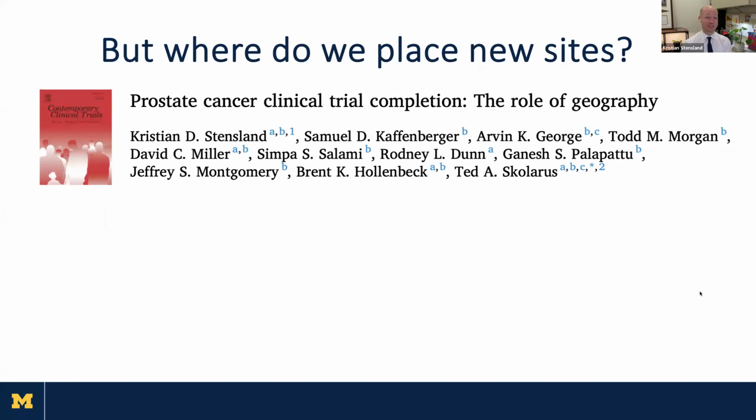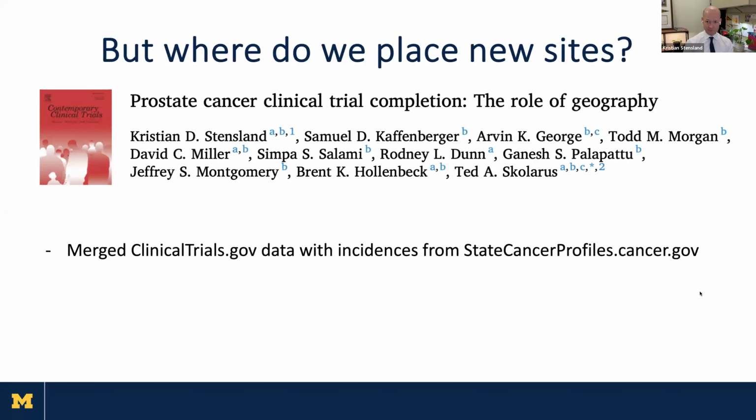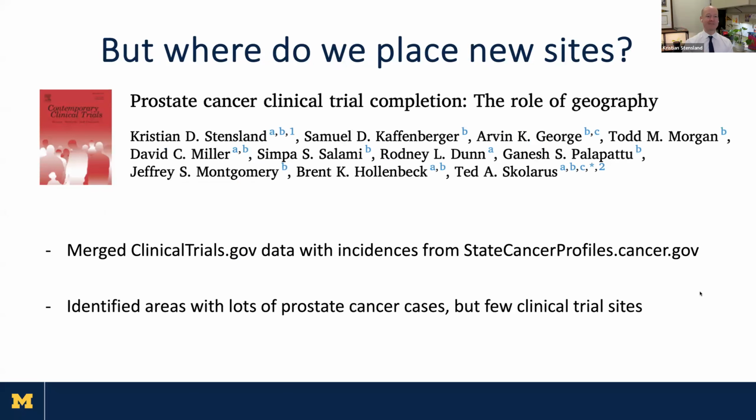And so we asked this question and said, what is the role of geography within the United States in prostate cancer clinical trial completion? We merged clinicaltrials.gov data with incidence data from statecancerprofiles.gov. And what we tried to do was identify areas that have lots of prostate cancer cases but had very few clinical trial sites. And this is an example of an intervention that we could potentially use to plan our next trial site.